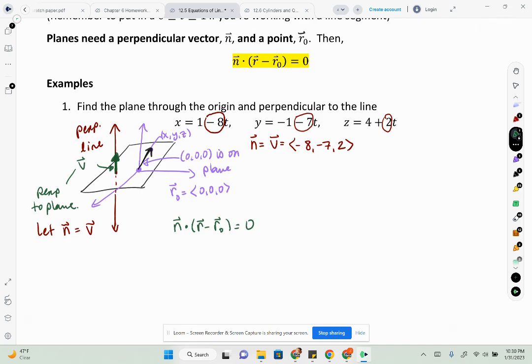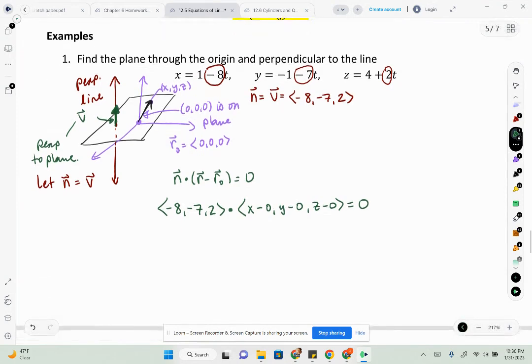So let's pop those in there. The normal vector is -8, -7, 2. We're dotting it with x minus 0, y minus 0, z minus 0, and that should give us a result of 0. Now, doing the dot product gives us -8 times x minus 0. I'll stop writing the minus zeros in a moment.